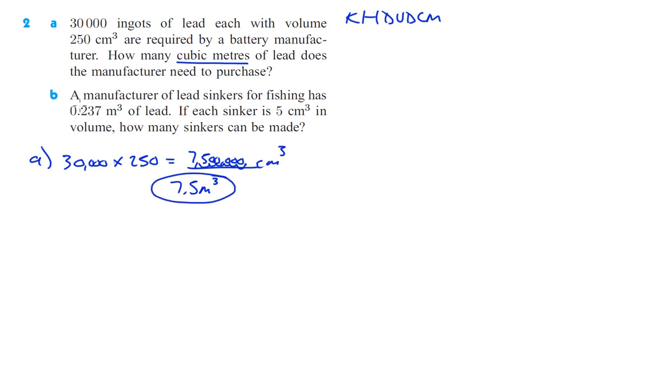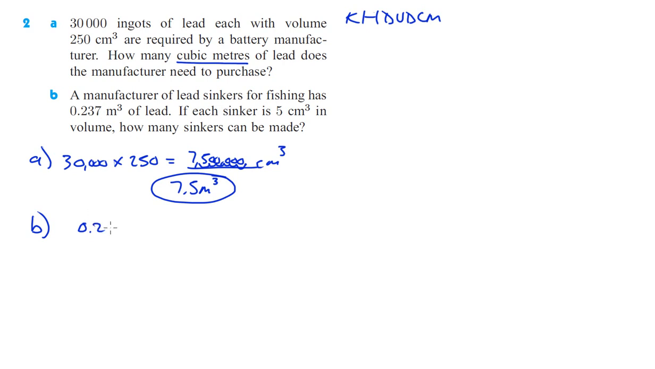Okay, so let's move on to B. A manufacturer of lead sinkers for fishing has 0.237 cubic meters of lead. If each sinker is 5 cubic centimeters in volume, how many sinkers can be made? Again, we're going to want to convert one or the other here. I'd rather deal with a bigger number than a little teeny decimal, so I'm going to convert this cubic meters of lead into cubic centimeters.